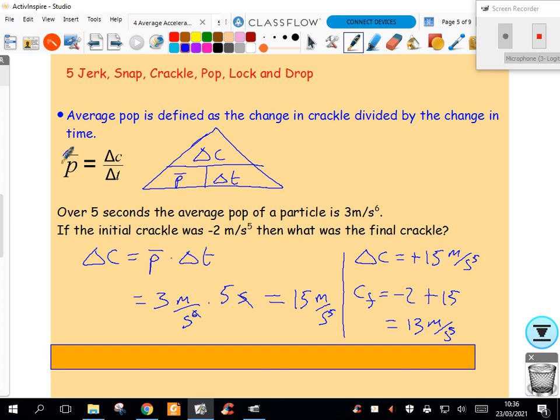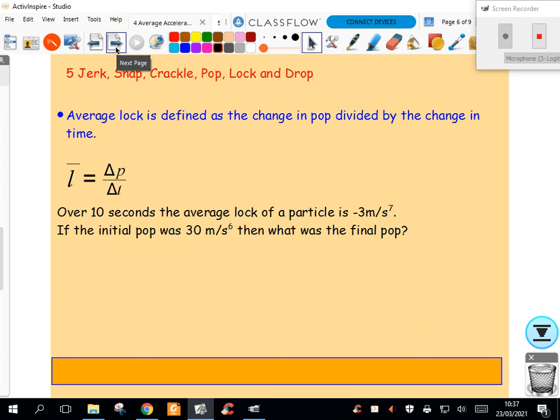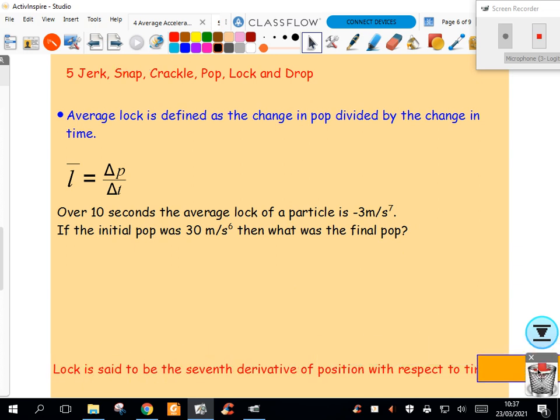Okay, notice here we're talking about the average pop. Pop is the change in Crackle divided by the change in time. And pop is said to be the 6th derivative of position with respect to time. Notice the units for pop, 3 meters per second to the power of 6. The derivative of pop is called lock, and lock is said to be the 7th derivative of position with respect to time. Over 10 seconds, the average lock of a particle is negative 3 meters per second to the power of 7. If the initial pop was 30 meters per second to the power of 6, then what was the final pop?